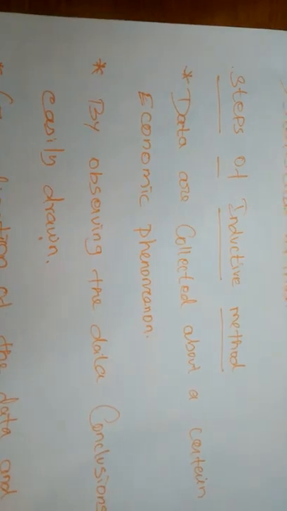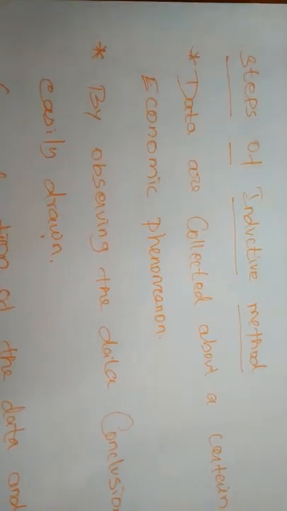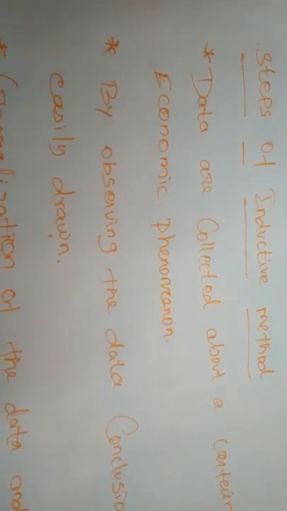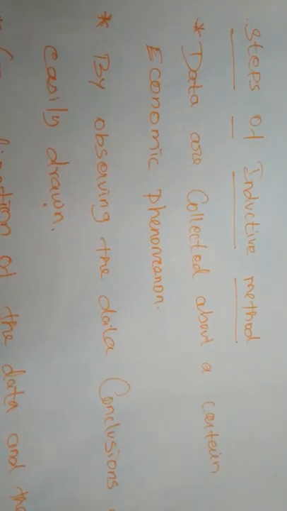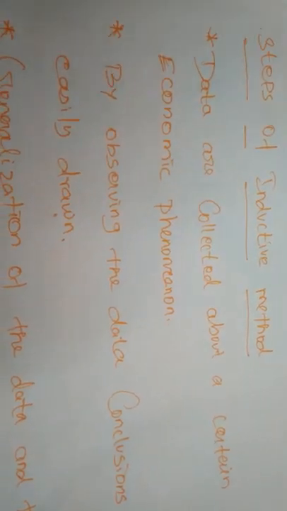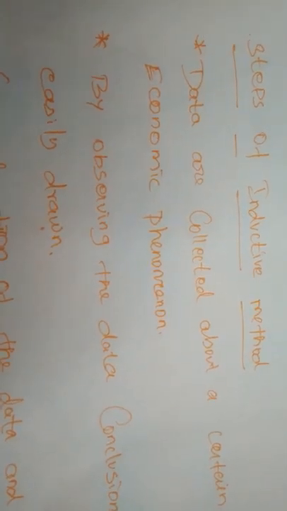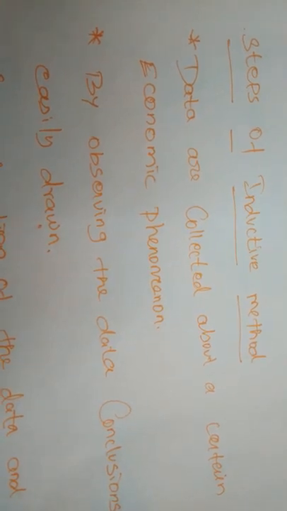Steps of the inductive method. For the purpose of analyzing an economic problem by using the inductive method, we have to consider four steps. First, data are collected about a certain economic phenomenon. So we have to collect all the data about the economic phenomenon.